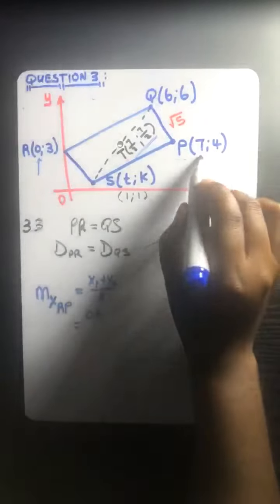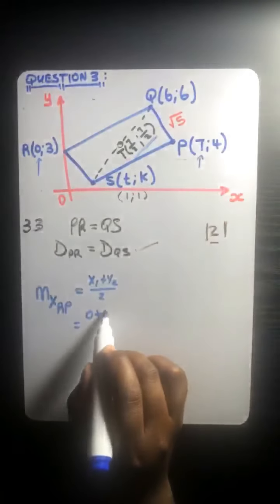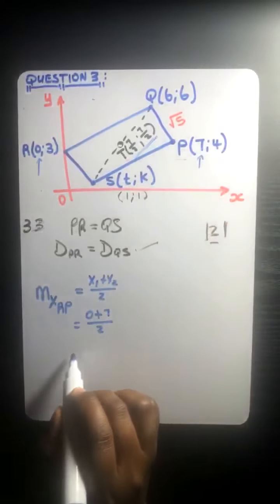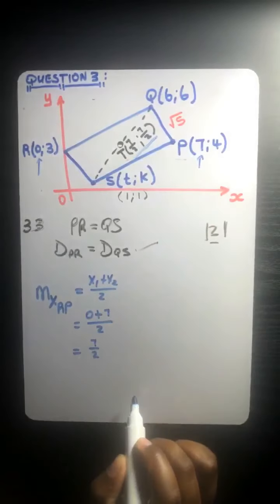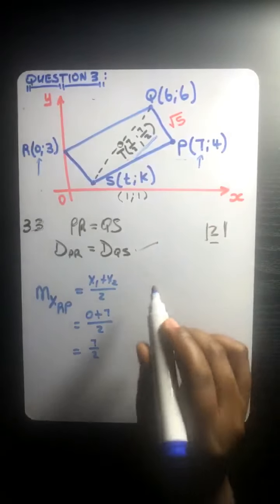Plus, what is x2? It's 7 over 2. What is this thing, guys? If you punch it on a calculator, is it not 7 over 2?